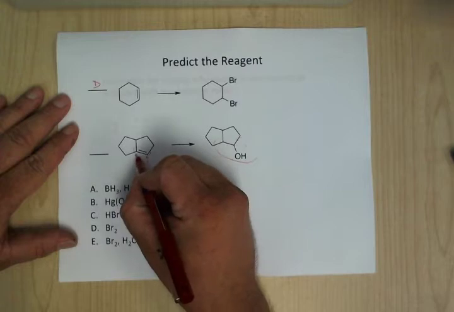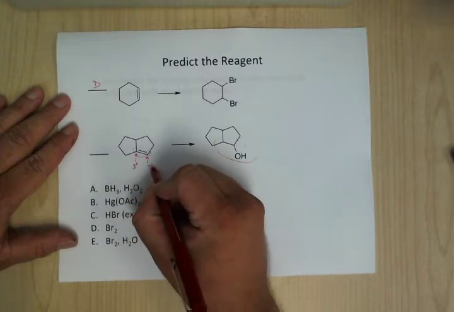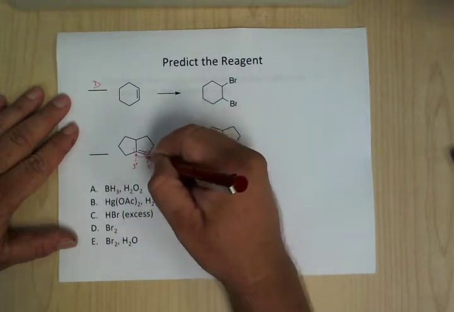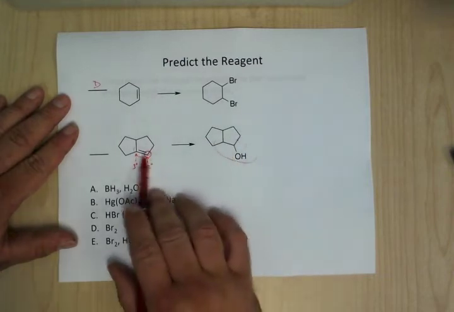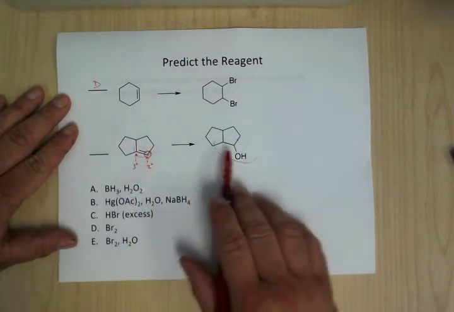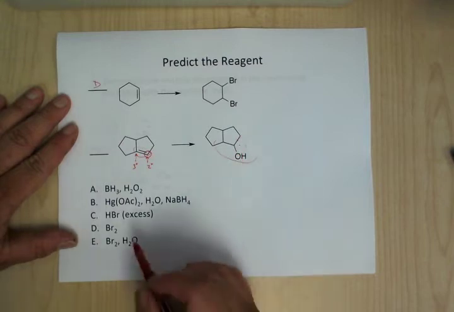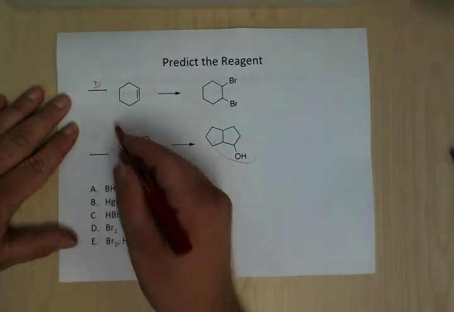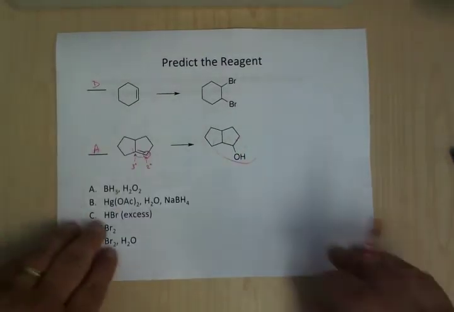But notice it's going from tertiary to secondary, so we put it here. So how do you turn an alkene into an alcohol but put it on the lower side? It's the borane here, so A. You're going to need to use A.